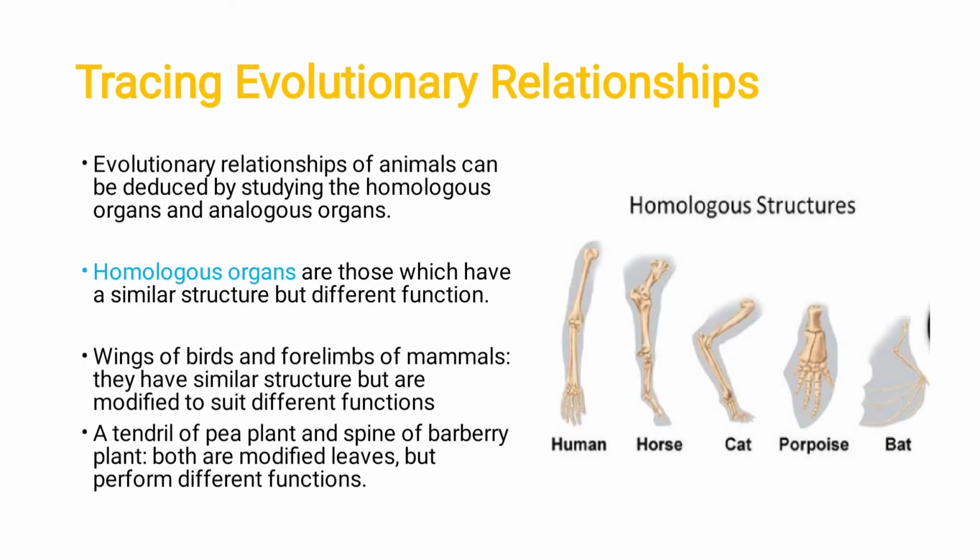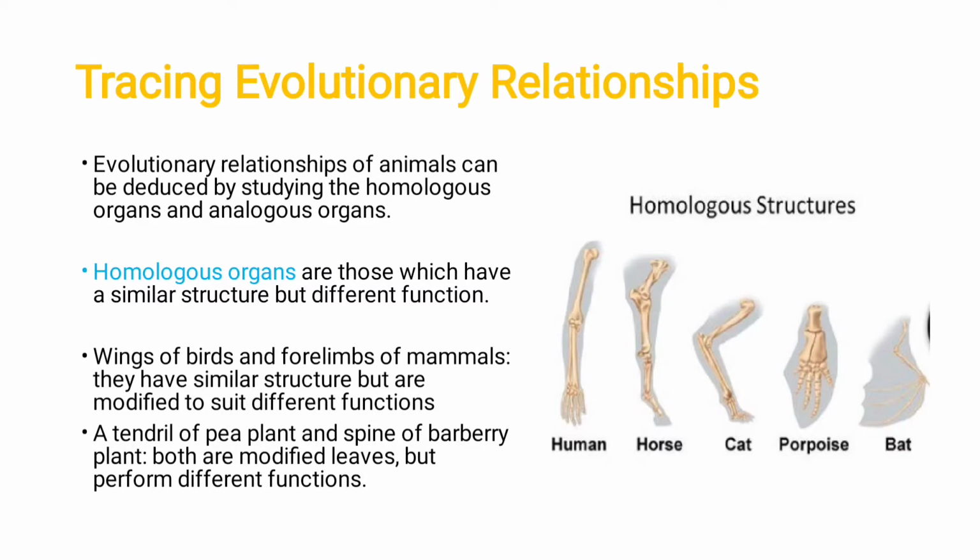Now further, let's study what is tracing evolutionary relationship. We trace evolutionary relationship with the help of studying homologous and analogous organs. Now what are homologous organs? The organs which have a similar structure but different functions are called homologous organs. Students, please mark this: homologous organs is a very important topic of this chapter, because it is very much asked in the examinations. So what are homologous organs? Homologous organs are those which have a similar structure but a different function.